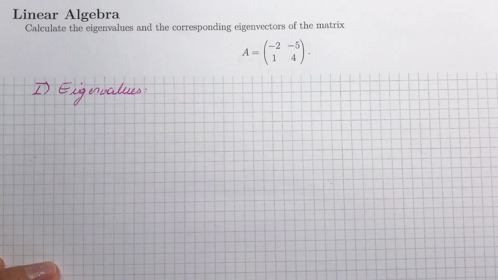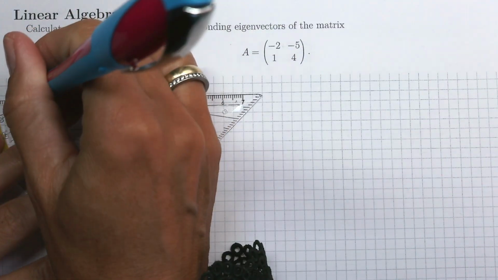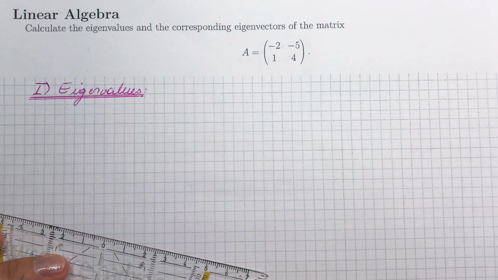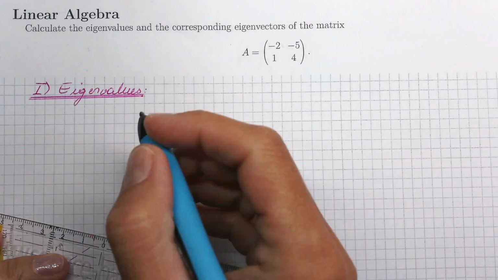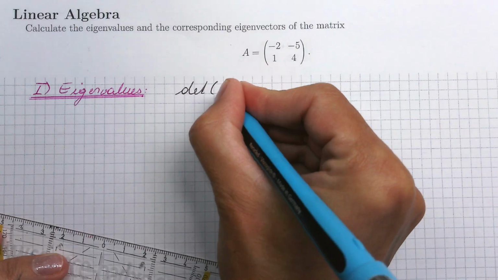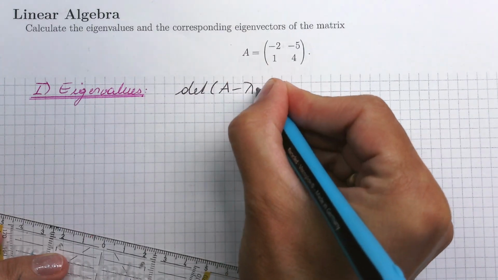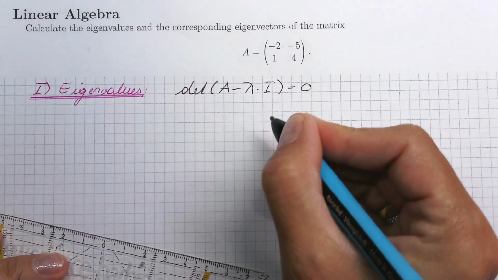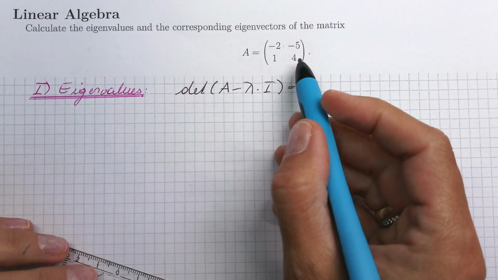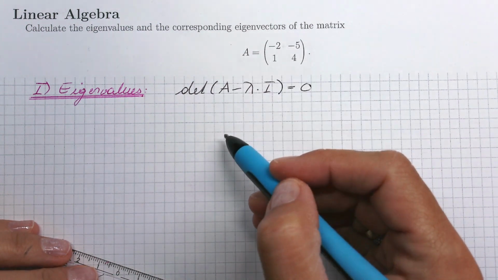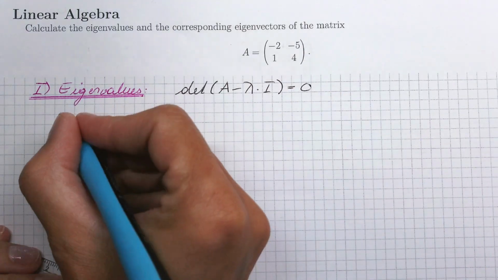Let's do this in a step-by-step manner so it's easy for you to follow and to exercise it. Okay, how do we find the eigenvalues of a matrix? Well, first of all we calculate the determinant of the matrix A minus lambda times the identity matrix and set this to 0. Now let's first do this A minus lambda times I. Okay, how does this look?